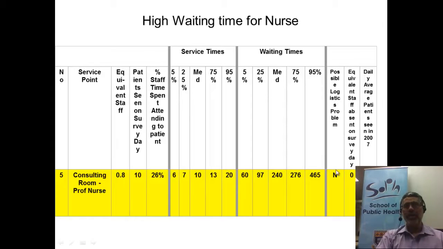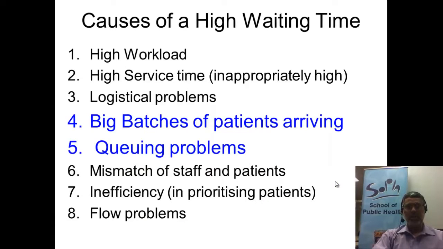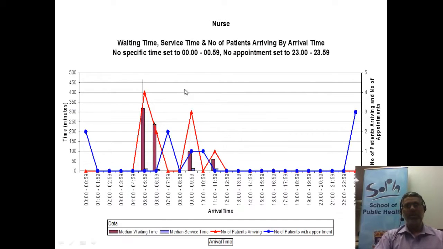So then, is it due to a logistical problem? Apparently not. The answer is no. There's no problem with space or equipment that would cause a high waiting time. So then, what is it due to? Is it due to big batches and queuing? So is there a batching and queuing effect?